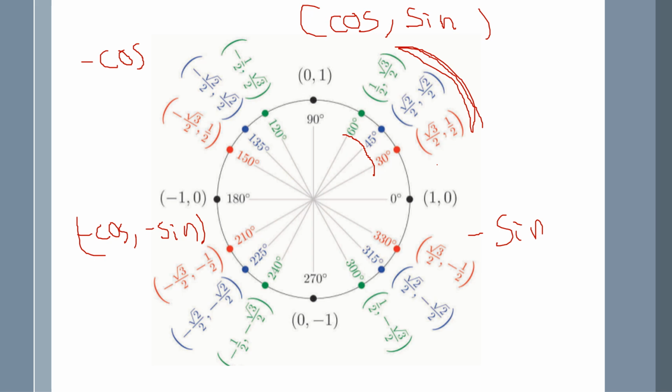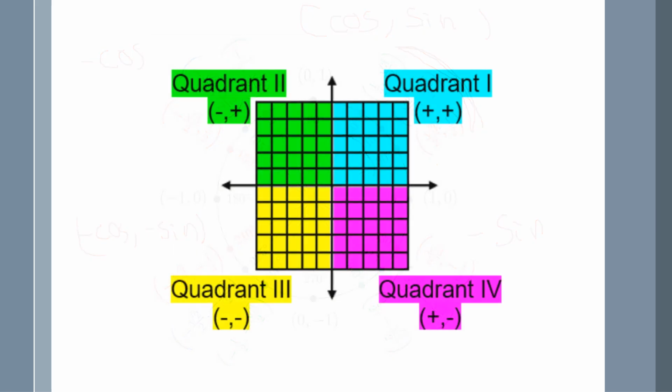All right? It's just like I told you. You got to pay attention to your quadrants. Pay close attention to those quadrants when you're doing your trig ratios. I'm going to do one example for you, but that's as far as it's going to go.